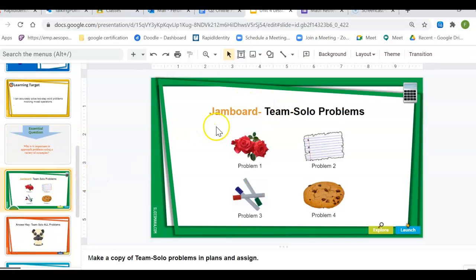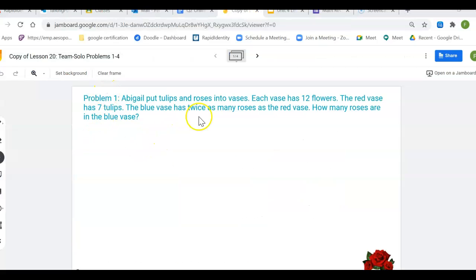On our next slide, this is a Jamboard activity, team solo problems. I'm going to bring up in just a second the correct Jamboard that you should be working on. All right, so we've got 4 problems on this Jamboard.